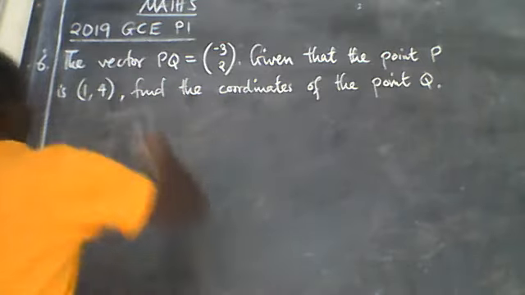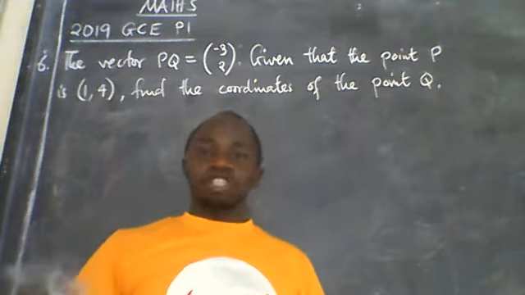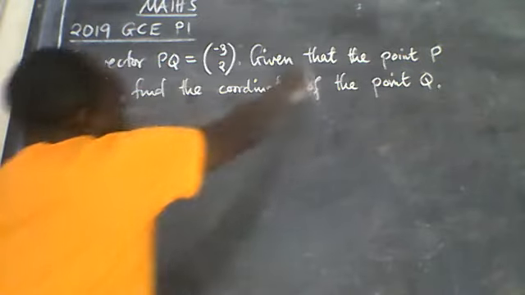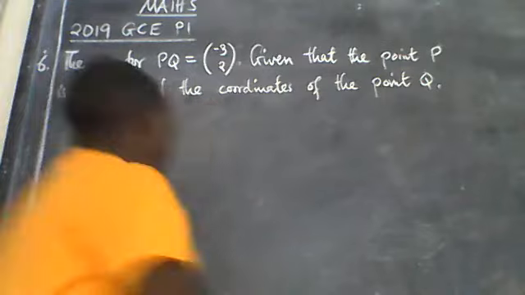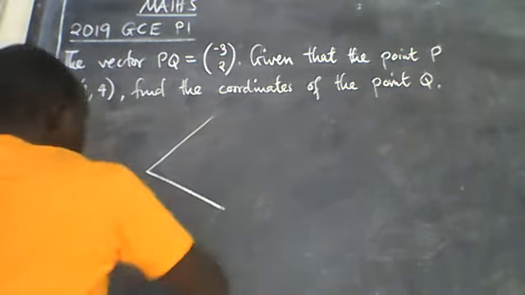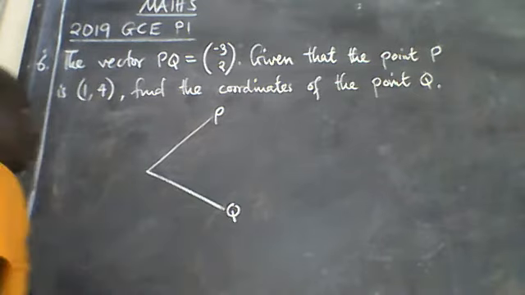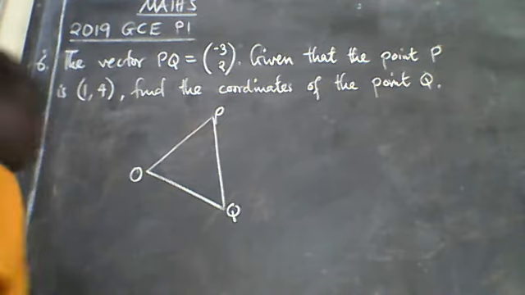So now we are saying the vector PQ. So we are talking about what we call position vectors, vectors from the origin. So the best thing you can do here is come up with a diagram of this nature, where I'll say point P here, and also have point Q there. Then I'll join, and then they are coming from the origin there, O.